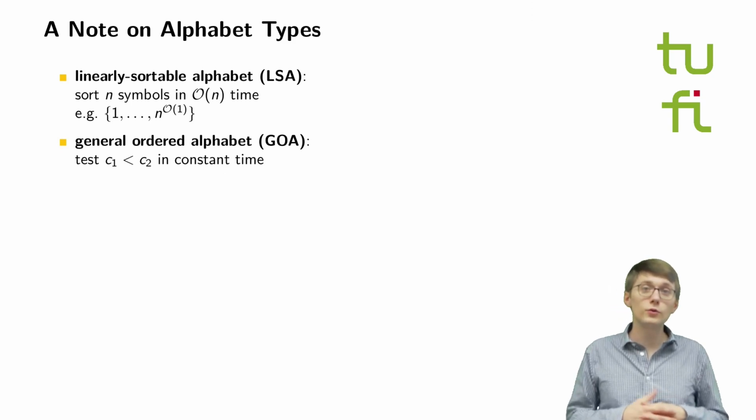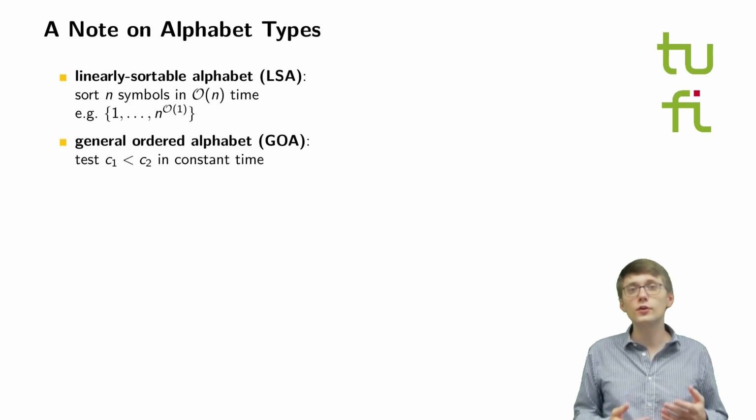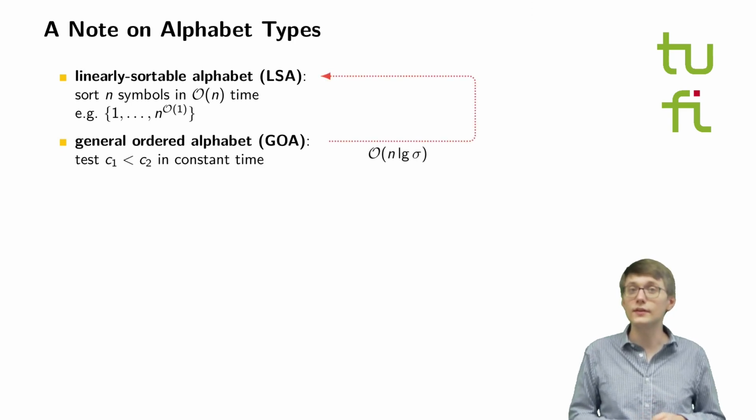Of course, we can reduce a general ordered alphabet to a linearly sortable alphabet by simply using comparison sort on the symbols. But this takes n times log sigma time, where sigma is the size of the alphabet, or the number of distinct symbols in the string.